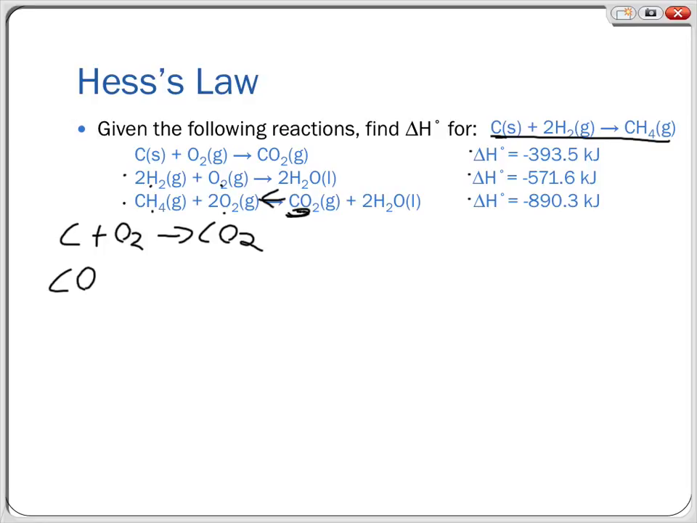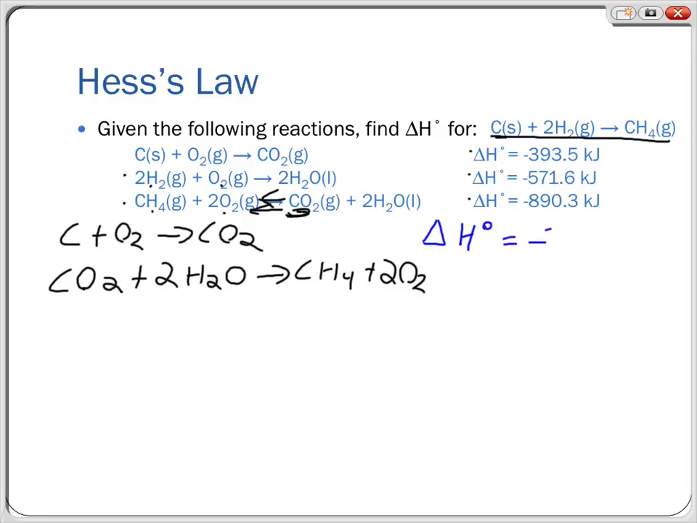So we'll say CO2 plus 2H2O yields, going back this way, CH4 plus 2O2. All right, we got those down. Let's go ahead and write our enthalpy changes while we've got them out here. So for this first one, we didn't change this reaction, so delta H naught is just going to be negative 393.5. For our second one, we did change the direction of the reaction. We reversed it for this guy down here, and so it's going to be positive 890.3 kilojoules. So we've got that worked out.